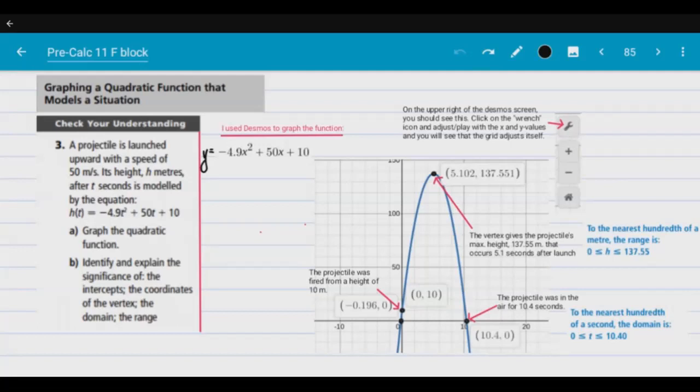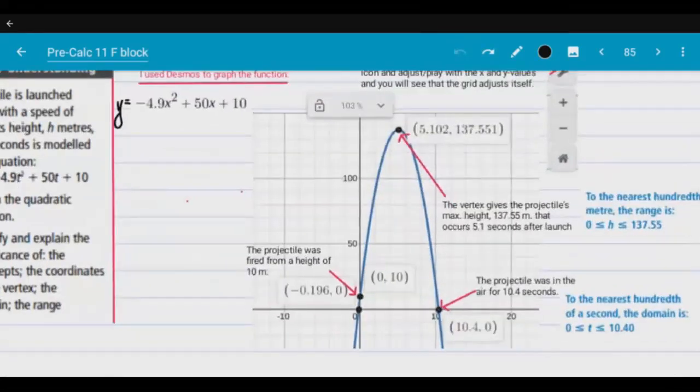So what I want you to do is look at the upper right of the Desmos screen. You should see this one. Click on this wrench, and you'll be able to adjust or play with the x and y values, and you will see that the grid adjusts itself, and it should allow you to create a good graph. So play around with it. It took me some time also to get the hang of how to plug in good values that will allow me to create a nice graph. Once I have graphed, this is what I have as my graph right here.